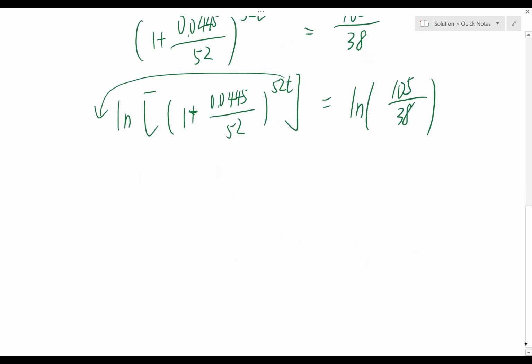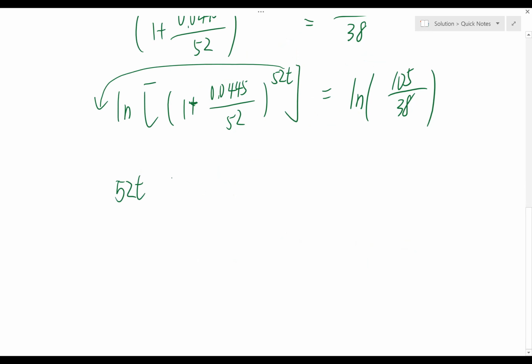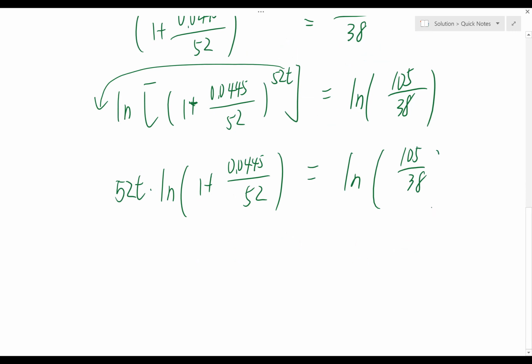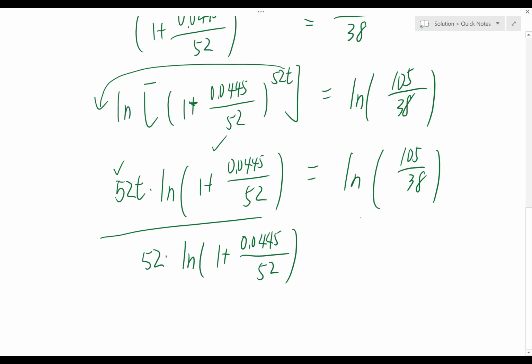Okay, so now we separate them. 52t times Ln of 1 plus 0.0445 over 52. On the right is Ln of 105 over 38. Now eventually, we need to get rid of 52 and Ln. So dividing both sides of the equation by 52 times Ln of 1 plus 0.0445 over 52, same thing on the right, 52 times Ln of 1 plus 0.0445 over 52.